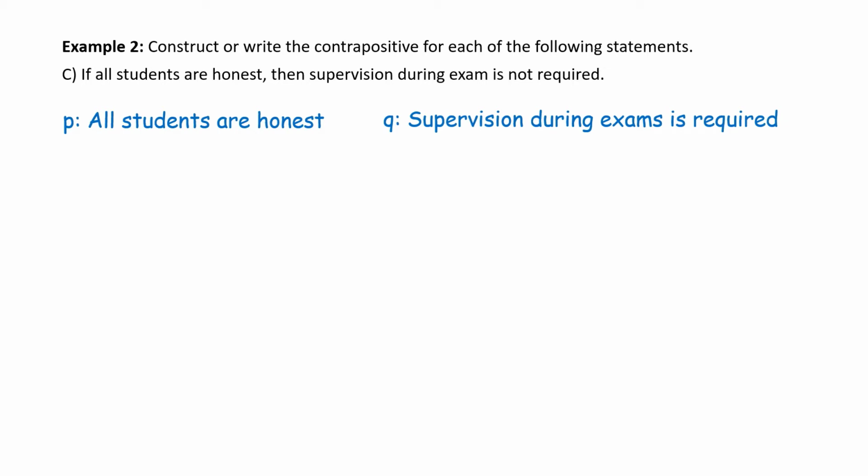To express if all students are honest, that would be P implies. Supervision during exam is not required would be not Q. So we have P implies not Q. The contrapositive of P implies Q is not Q implies not P. Let's construct the contrapositive of P implies not Q.